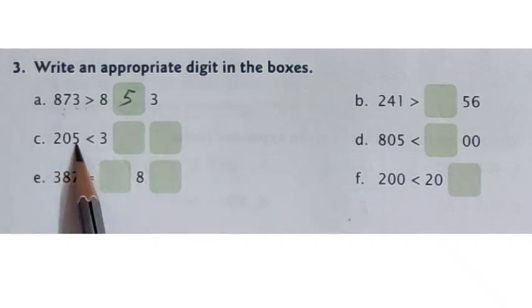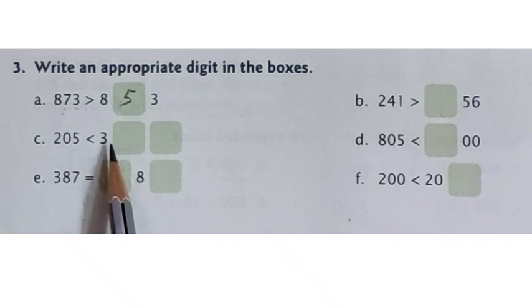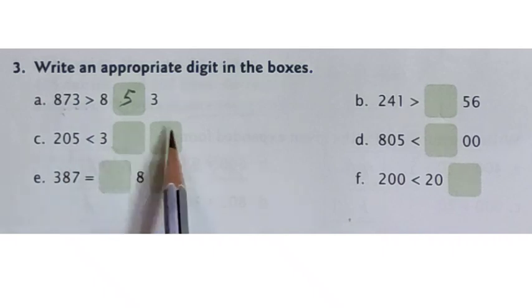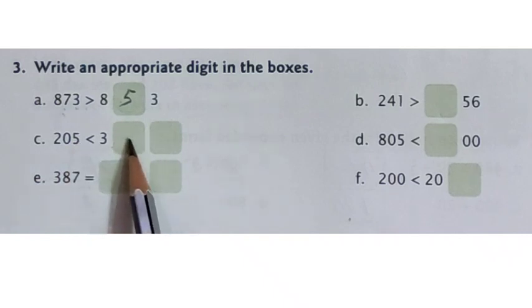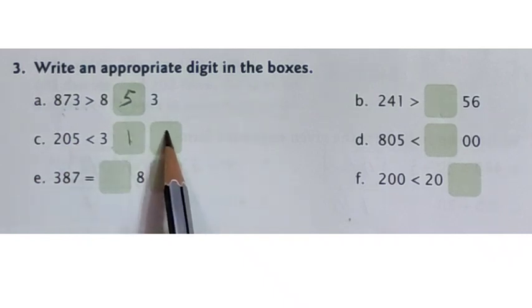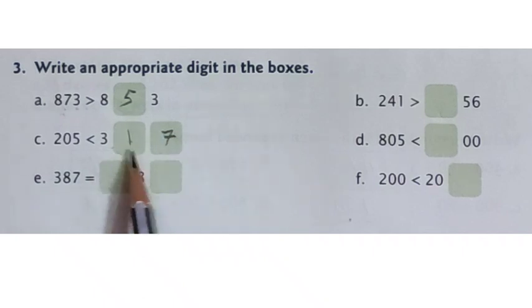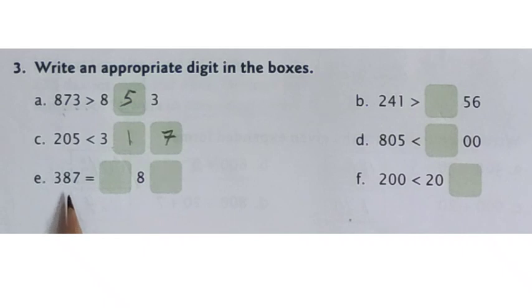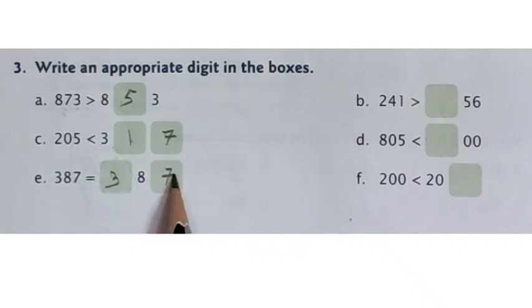Now here 205 is less than. So you can write any number greater than this in tens and ones. So 1, and from 1 to any number you can write up to 9, any digit. So I will write 7. So 317. It is not necessary that you write the same digits, children. You can write your own digits. 387 is equal to, so the numbers are equal. Write the same digits. 387 is equal to 387.